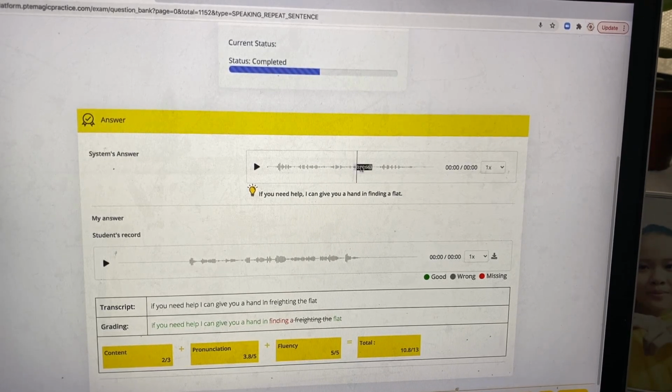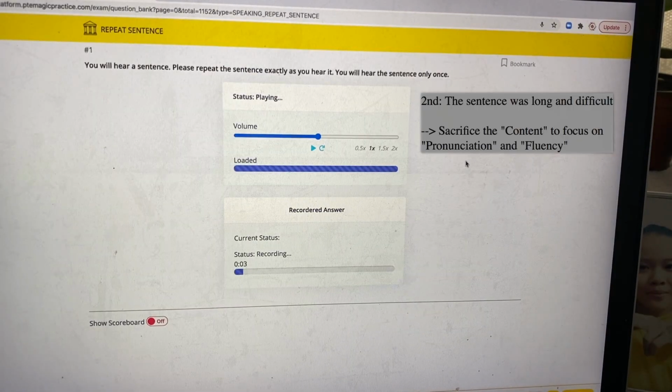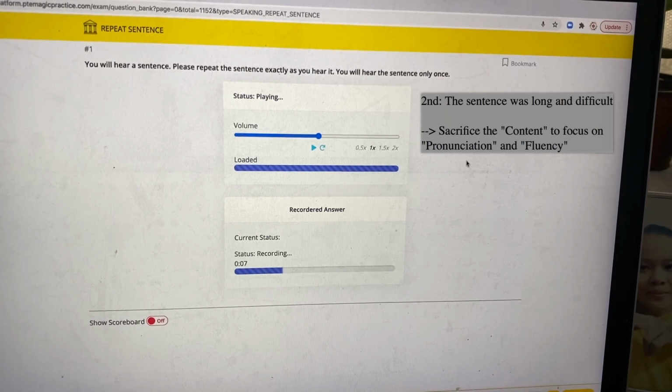If you need help, I can give you a hand in finding a flat. When I read it over, all I need to do is try to remember those three chunks again and repeat it. So the second situation is the sentence is long and contains many difficult and uncommon words.